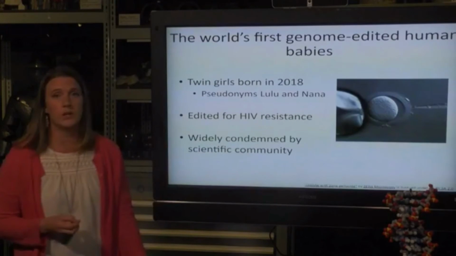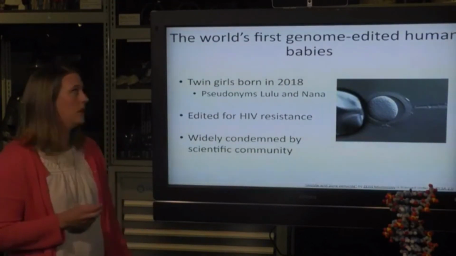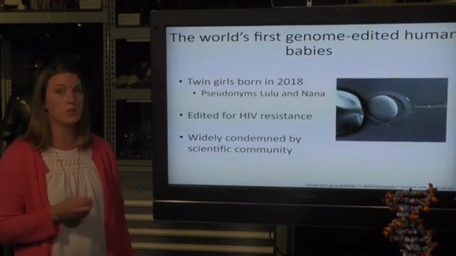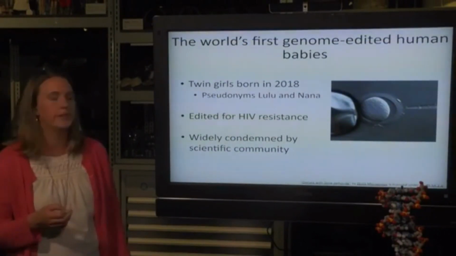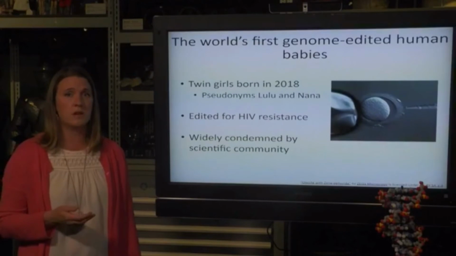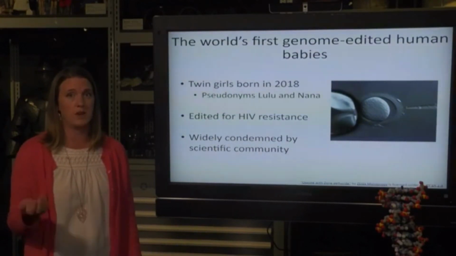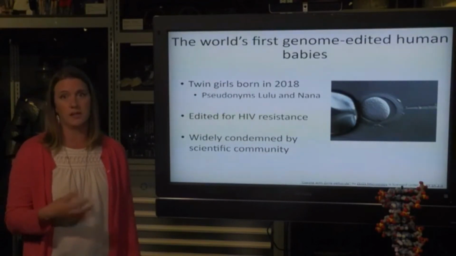And so it's actually already been done. In 2018, it was reported by a group in China that they edited the genome of two embryos that gave rise to two little girls. Their pseudonyms are Lulu and Nana. And they had an edit to make them resistant to HIV infection. Their mother was HIV negative, their father was HIV positive. The goal was to make them unable to be infected from their father.